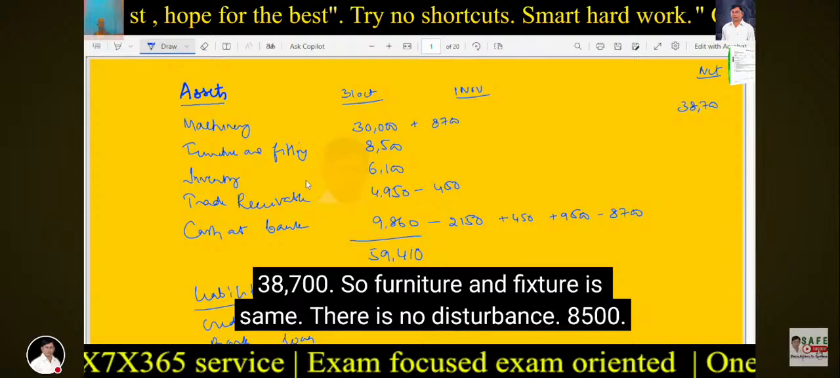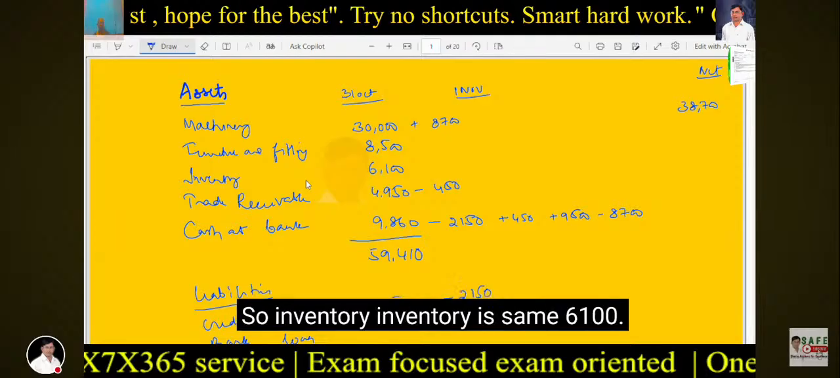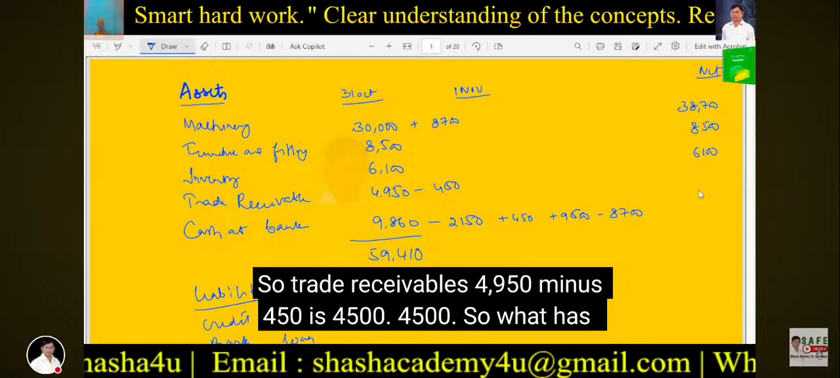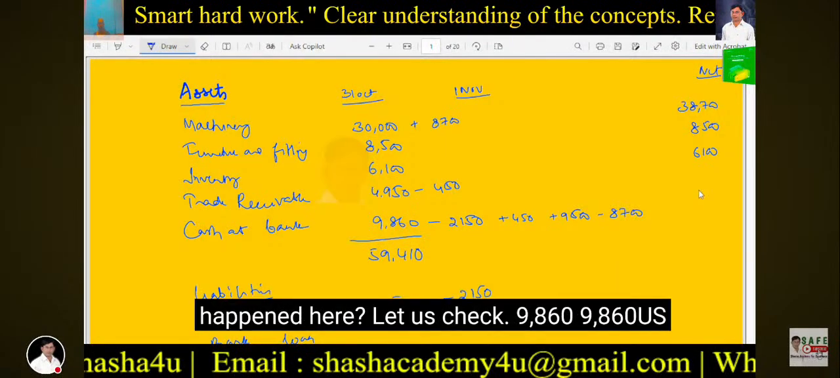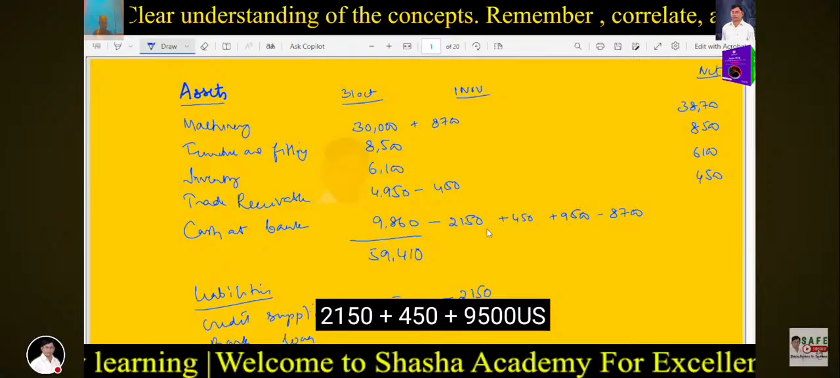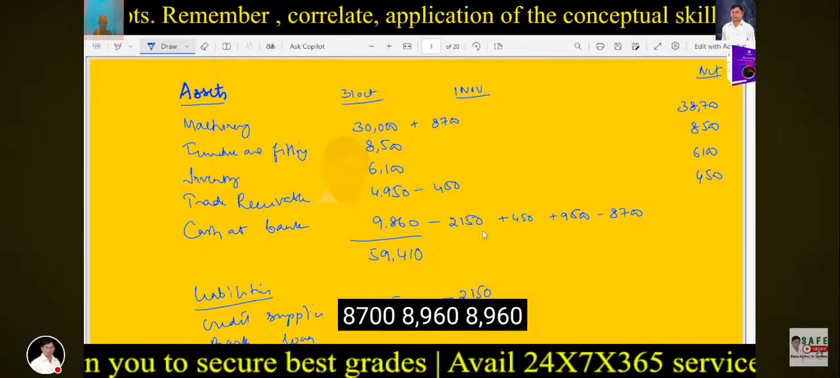So furniture and fixtures are the same. There is no disturbance. Inventory is the same, 8,500, and 6,100. Trade receivables: 4,950 minus 450 is 4,500. Let us check the bank: 9,860 minus 2,150 plus 450 plus 9,500 minus 8,700 is 8,960.